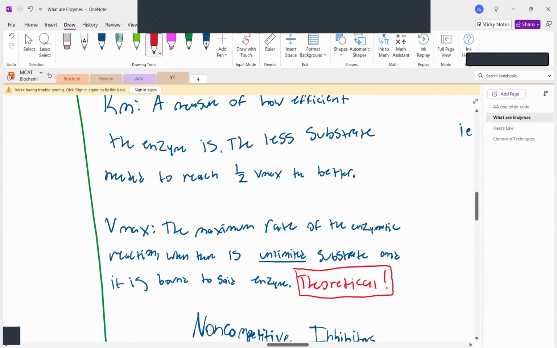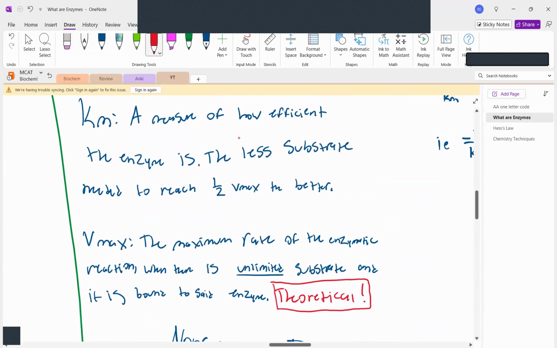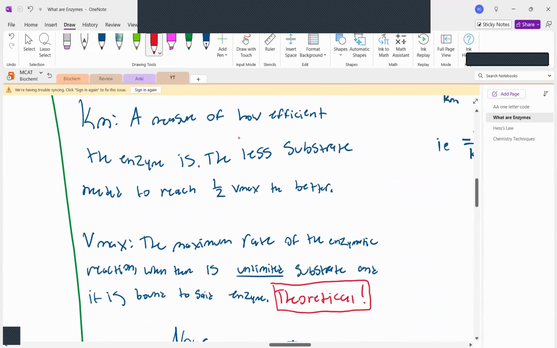Whereas that Vmax is sort of what I was talking about. It's the maximum rate of the enzymatic reaction where there is unlimited substrate. So if there's just substrate falling from the sky, your body can be as saturated with it as possible without dying, since your body is like a flower. It's like literally anything will kill it if everything is out of whack. And when that substrate is bound to said enzyme, it's a theoretical limit.